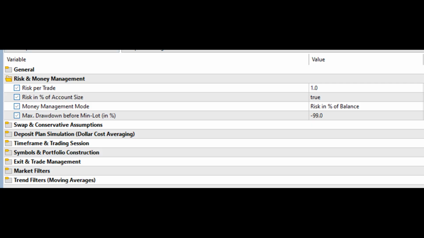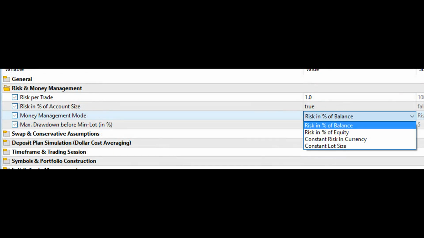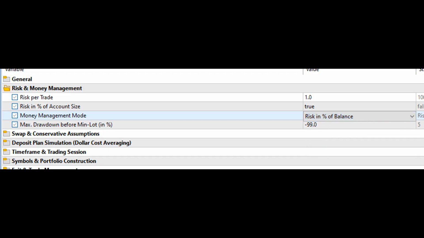The money management mode parameter controls how this risk value is applied. The default option is risk in percent of balance. Other internal modes are risk in percent of equity, constant risk in currency, and constant lot size. With the default mode, the expert advisor looks at the current balance and risks a fixed percentage of that balance on each new trade. This leads to an equity curve that grows and shrinks proportionally with the account.